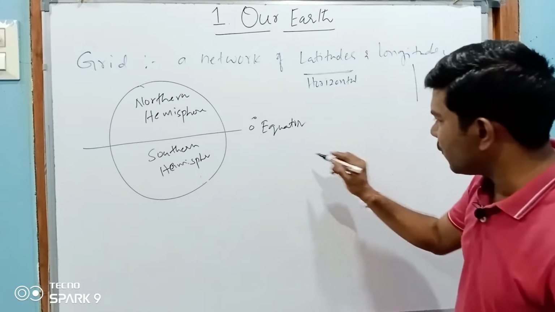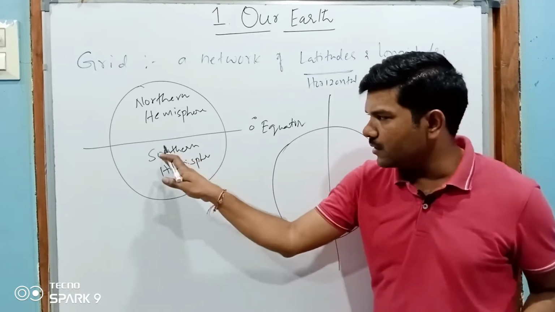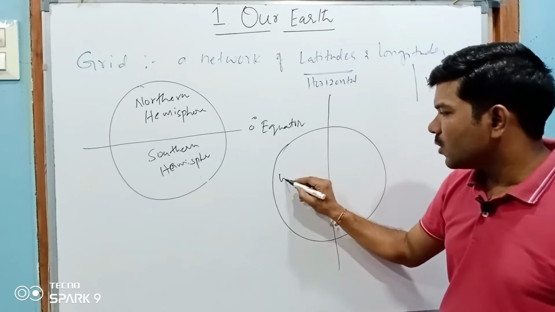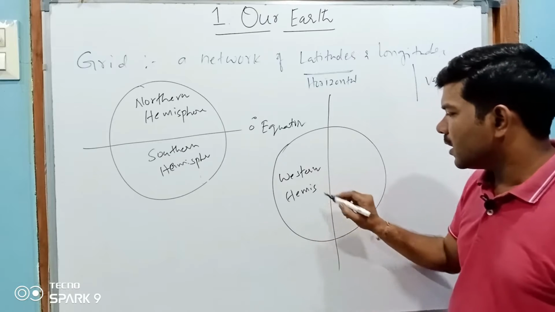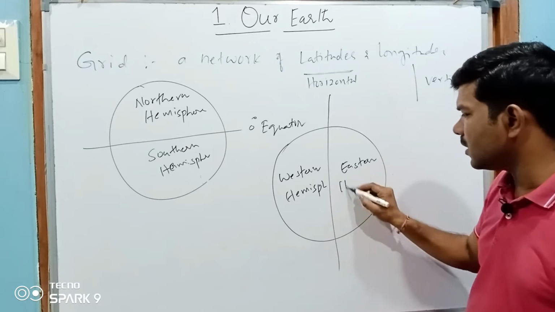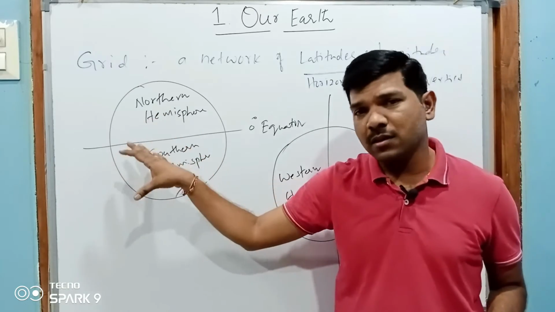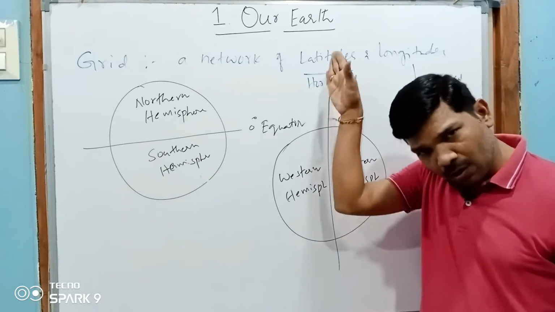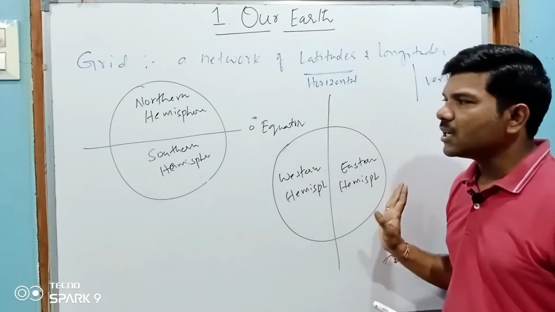If you divide this model Earth horizontally, we get the northern hemisphere and southern hemisphere. If you divide this globe vertically, this is the western hemisphere and this is the eastern hemisphere. Here we are dividing the Earth with a horizontal line, and here by a vertical line. So these are the northern hemisphere, southern hemisphere, western hemisphere and eastern hemisphere.